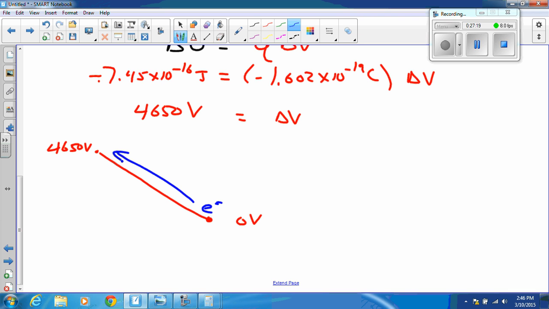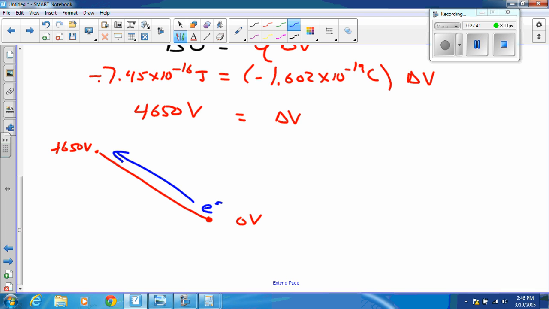So if I arbitrarily choose this to be 0, then this guy right here would be negative 4650. What if you chose it to be 13? Then this would be 4650 plus 13. See? It's just about relative differences.